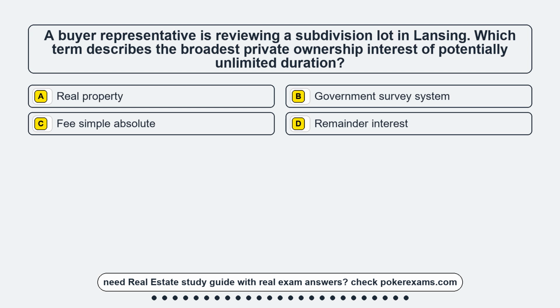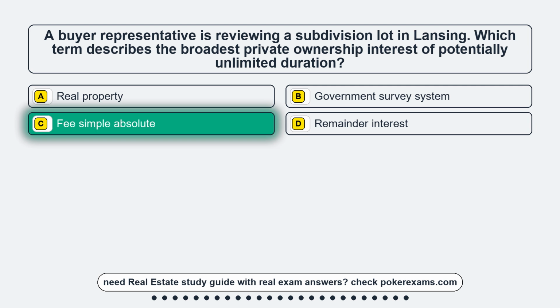Question 12. A buyer representative is reviewing a subdivision lot in Lansing. Which term describes the broadest private ownership interest of potentially unlimited duration? Option A. Real property. Option B. Government survey system. Option C. Fee simple absolute. Option D. Remainder interest. The correct answer is option C.